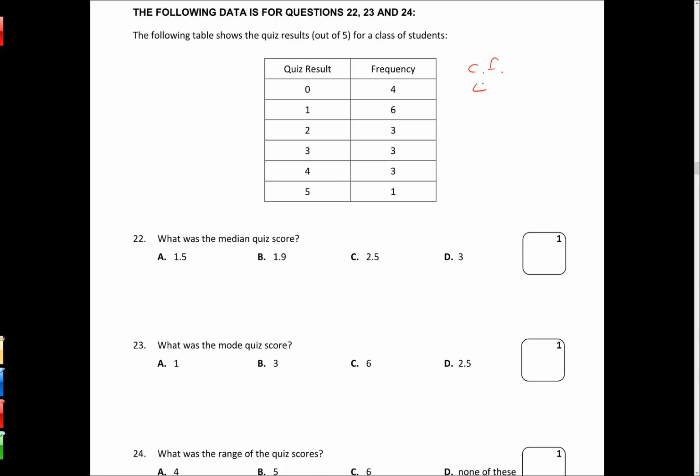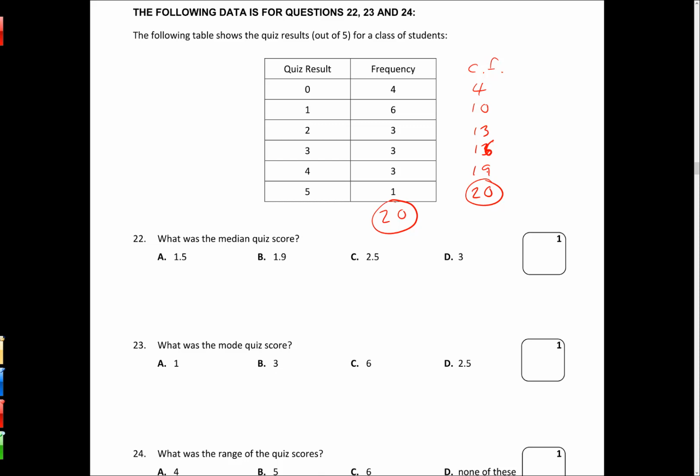So far we've got a frequency of 4, plus 6 more makes 10, plus 3 more makes 13, plus 3 more makes 16, plus 3 more makes 19, plus 1 makes 20. Let's also add these up: 4, 6, 3, 3, 3, 1 is 20. Yeah, that will always happen. The sum of your frequency column should equal the last number in your CF column, because there's 20 scores, so that's telling us where we're up to.